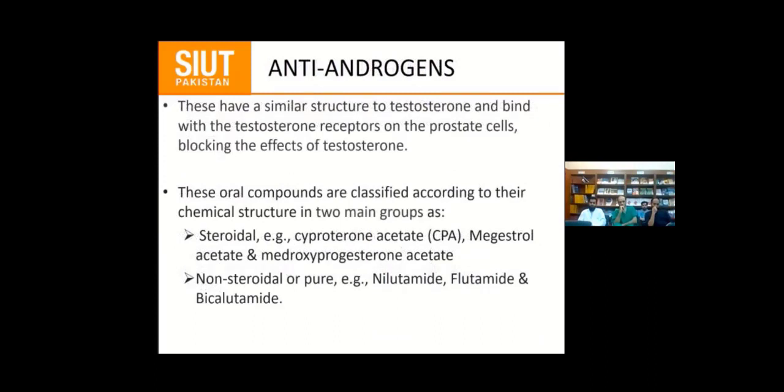Anti-androgens have a similar structure to testosterone and bind with the testosterone receptors on the prostate cells, blocking the effect of testosterone. They are oral compounds and classified according to their chemical structure into two main groups, the steroidal group and the non-steroidal group. The steroidal group includes cyproterone acetate, megestrol acetate, and medroxyprogesterone acetate. The non-steroidal or the pure group includes nilutamide, flutamide, and bicalutamide.